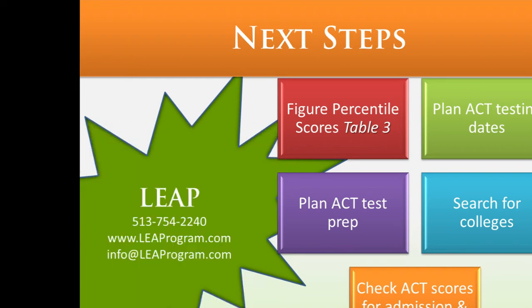We encourage you next to plan your ACT testing dates. Plan your ACT test prep with LEAP. If you're already engaged in that, contact us to see if there's anything else you should be doing. As you're searching for colleges, you need to keep an eye on the average ACT and GPA, for that matter, of students who were admitted last year. These are regularly published on school websites, in Naviance if your school uses it, and other search engines on the web. You want to keep your eye on trying to be at the 50th percentile if you're aiming to get in, and at the 75th percentile if you're looking to maximize scholarships.